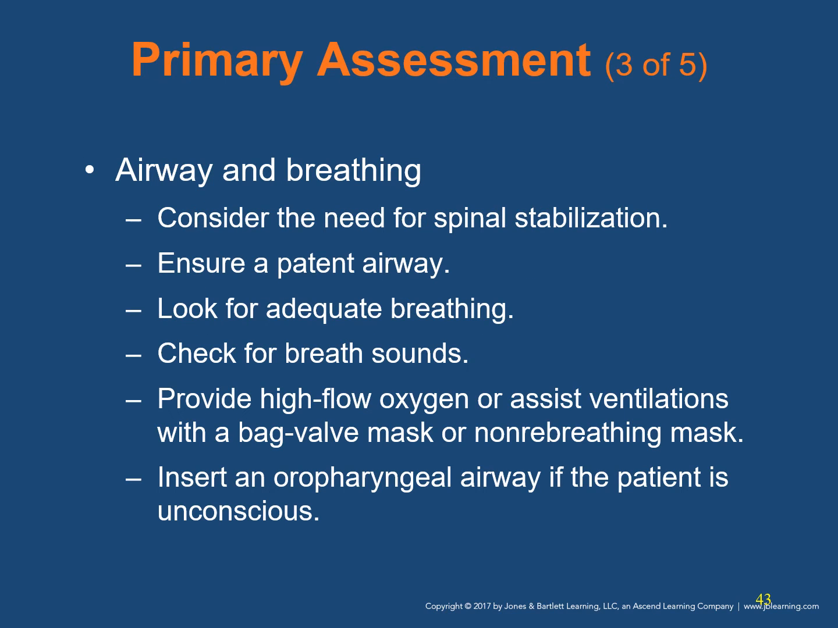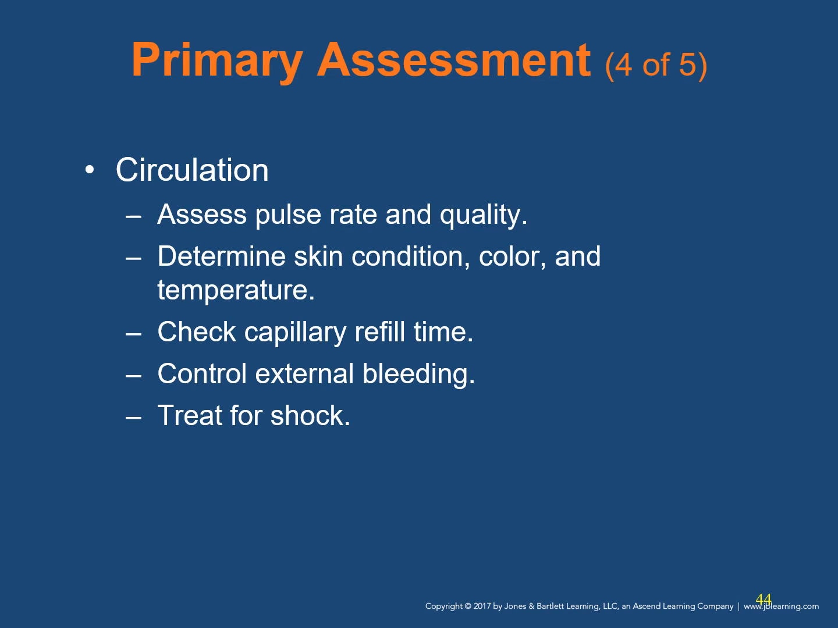Airway and breathing. Consider the need for spinal mobilization. Ensure a patent airway. Look for adequate breathing. Check for breath sounds. Provide high-flow oxygen or assist ventilations with a bag valve mask or non-rebreather mask. Insert an oropharyngeal airway to secure the airway if the patient is unconscious. Circulation. Assess pulse rate and quality. Determine skin condition, color, and temperature. Check capillary refill time. Control external bleeding. Treat for shock. Apply oxygen, improve circulation, and maintain a normal body temperature.